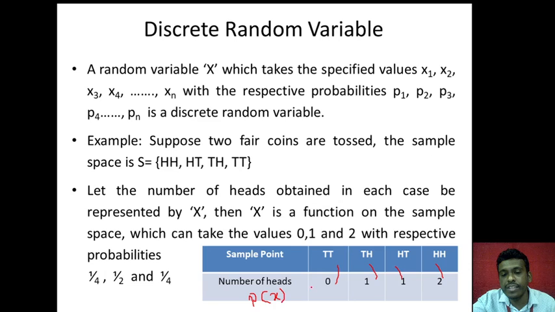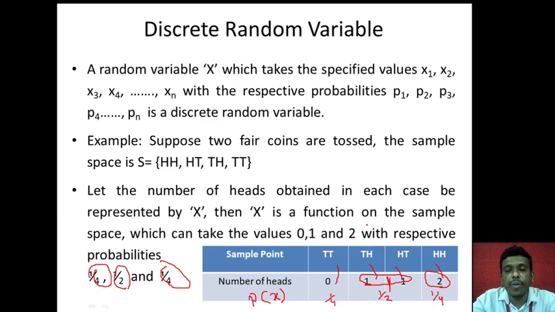for 0 heads, what is the probability? 1/4, right? For 1 head, these both will combine together and become only 1. For 1 head, what is the probability? It is 1 upon 2. And for 2 heads, what is the probability? It is 1 upon 4. Right? So this is a probability mass function.